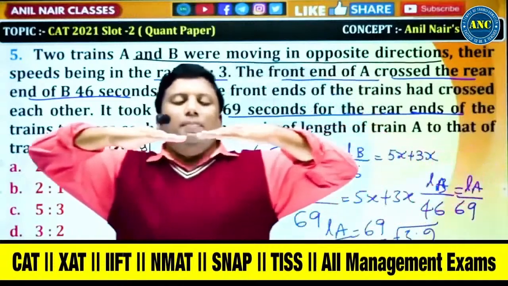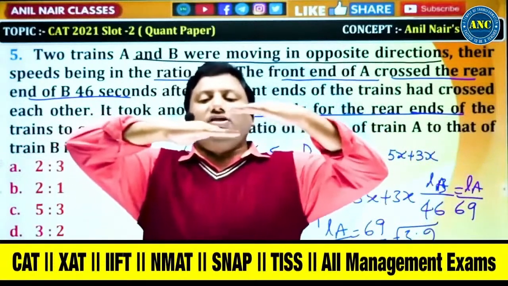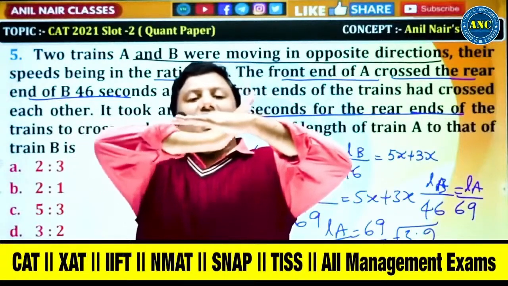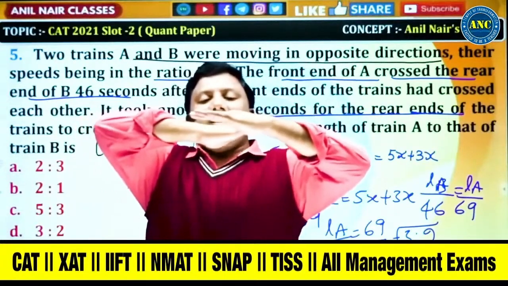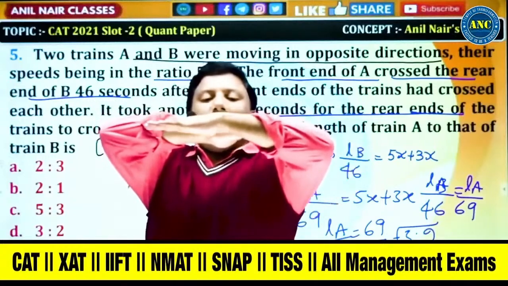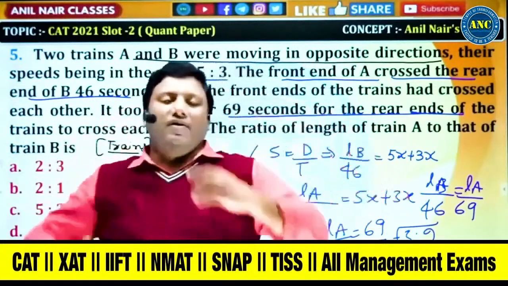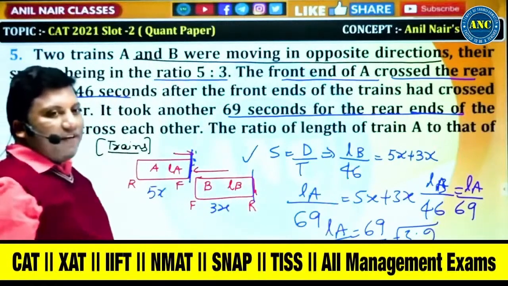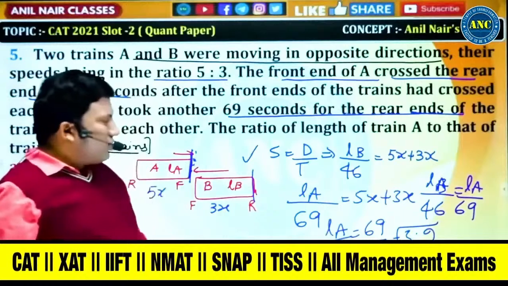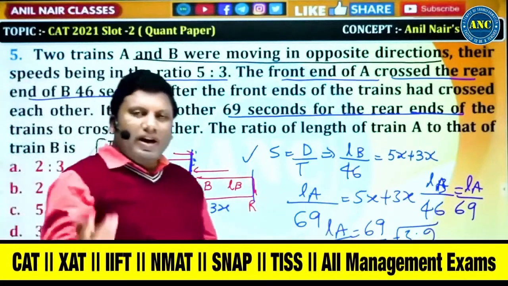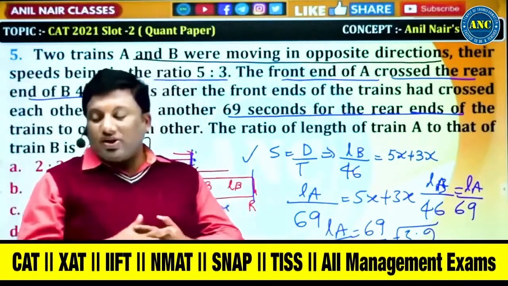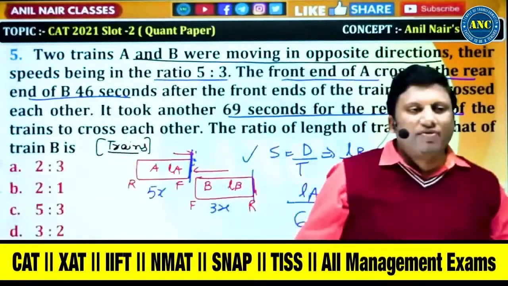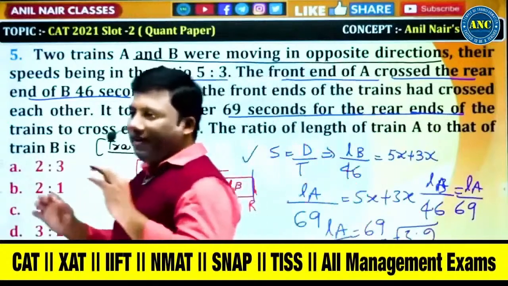So what has happened? This is the front end of the first train. It has reached the rear end of the other train. This is the rear end of the first train. This has to come like this. That means the entire length it has to cover, which is LA. LA by 69 is equivalent to 5x plus 3x. So the speed ratio is the same. If the speed ratio is the same, distance ratio is proportional to time ratio. The answer for this question is 3:2, which is a very, very easy question.